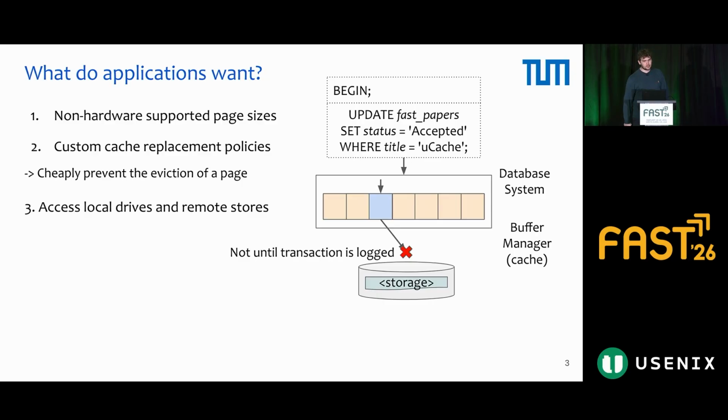Finally, cloud database systems commonly use local and remote stores and require the cache to support this diversity of backends. So what are the options available to the applications?